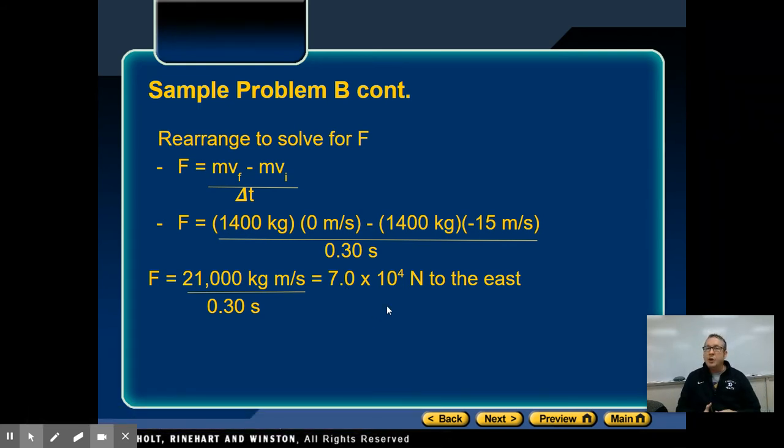Again, in order to slow down or stop an object, the force doing so must act in the opposite direction of the motion of the object being stopped. So since the car was traveling westward, the force is going to be directed eastward.